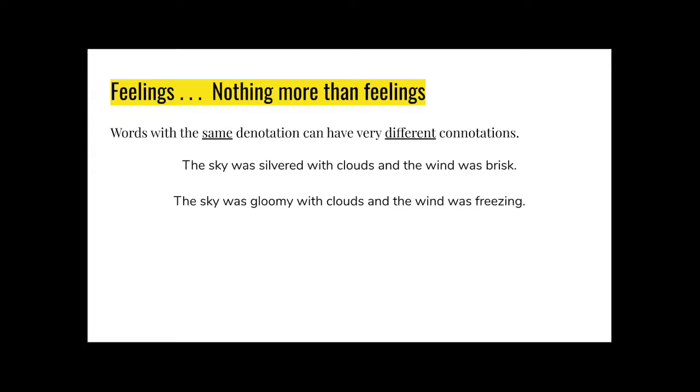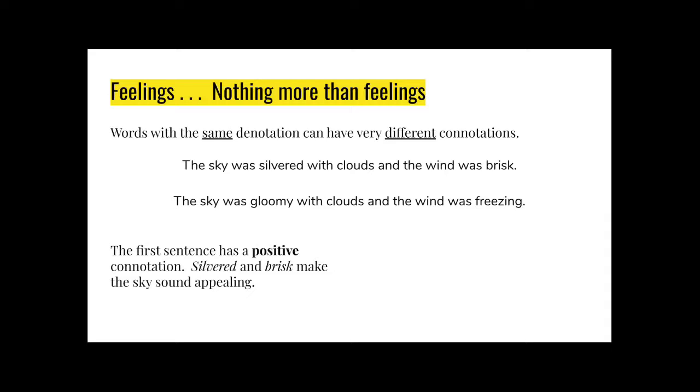The sky was silvered with clouds and the wind was brisk. The sky was gloomy with clouds and the wind was freezing. Now, you may see some words here that you do not know, but these sentences are saying the exact same thing. The author's intended meaning is clear in both sentences. But when you hear the first sentence, think about how it makes you feel. Then look at the second sentence and think about how that makes you feel.